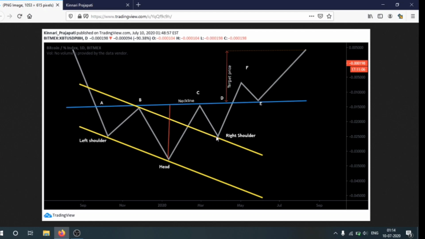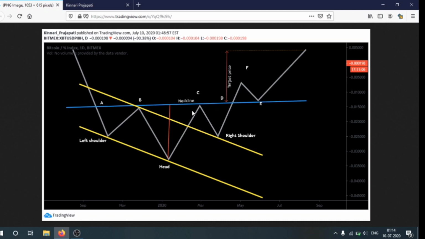Here you can see points A, B, C, D and E touch the neckline. Now let's talk about the volume, as it plays an important role in confirmation. Volume during the second half of the pattern is more important than the first half. The decline of the volume at the left shoulder is usually heavier than at the head.